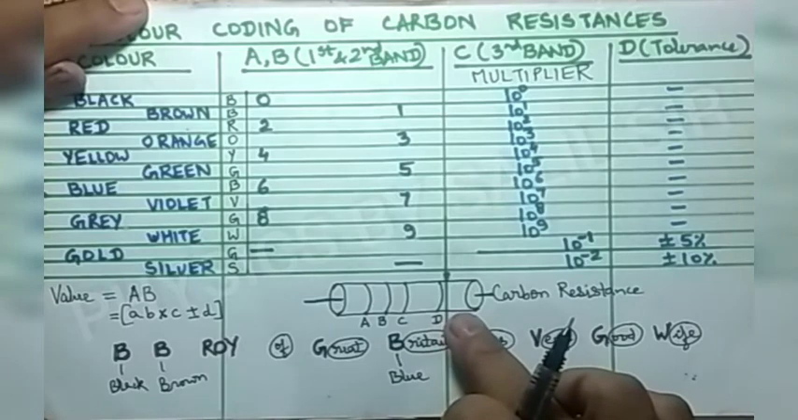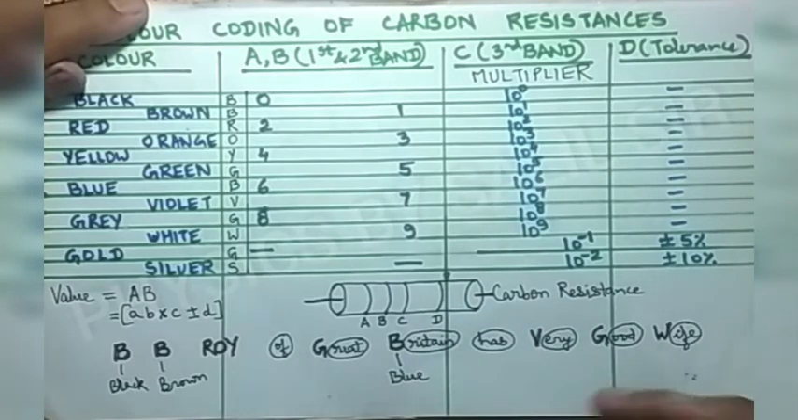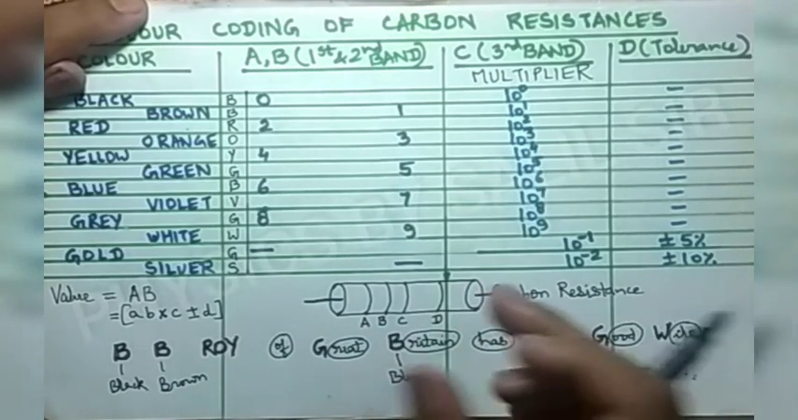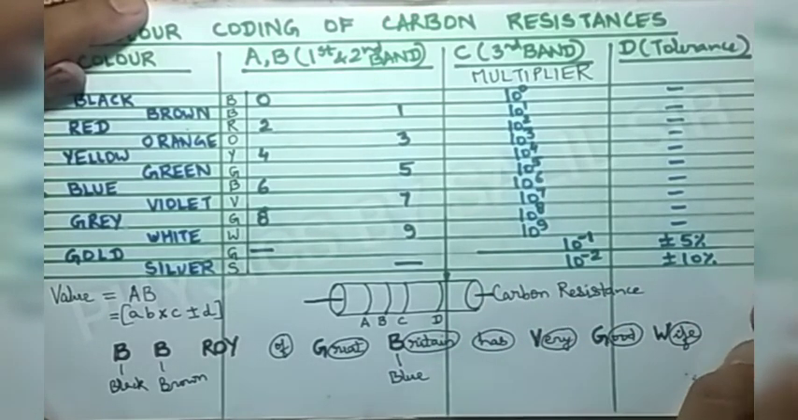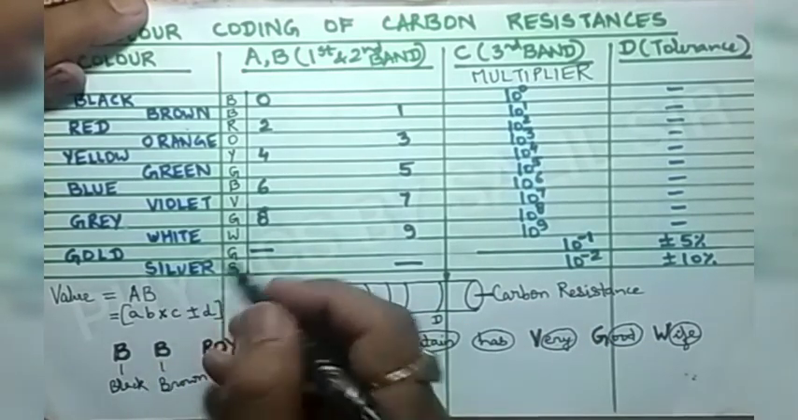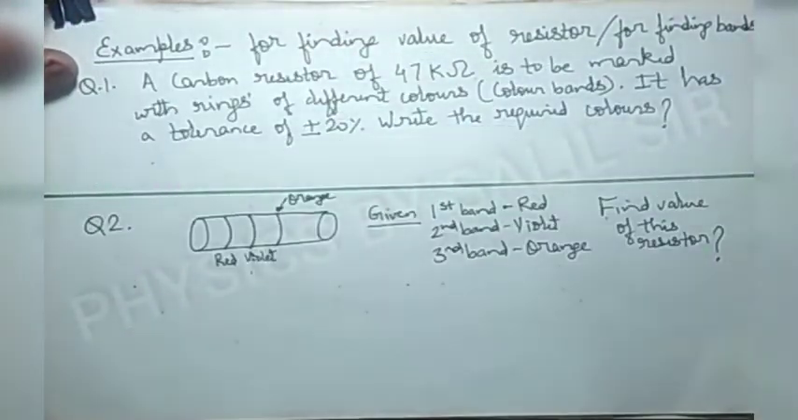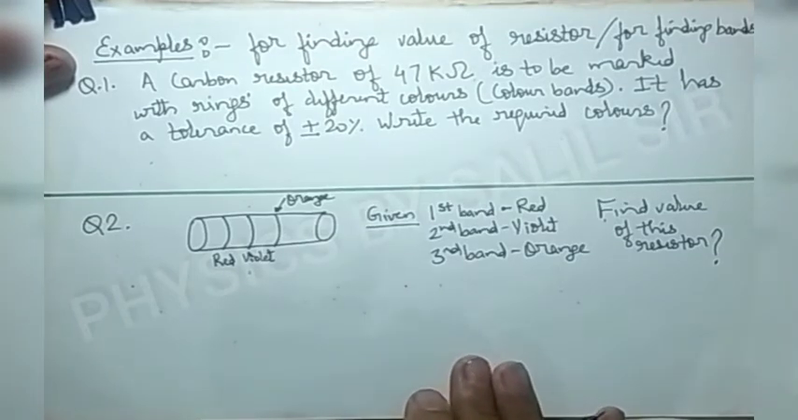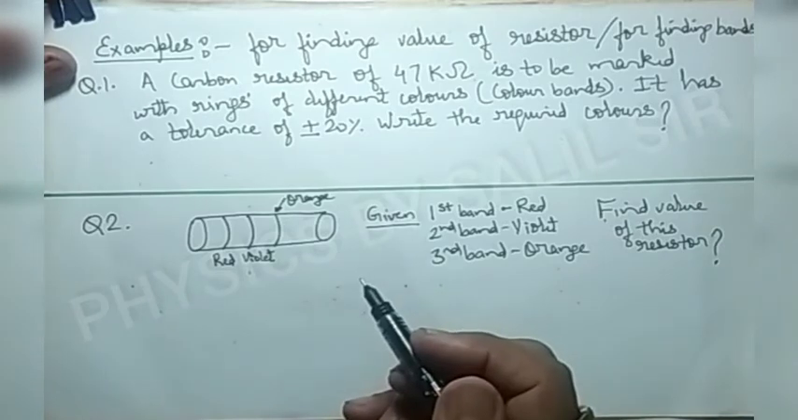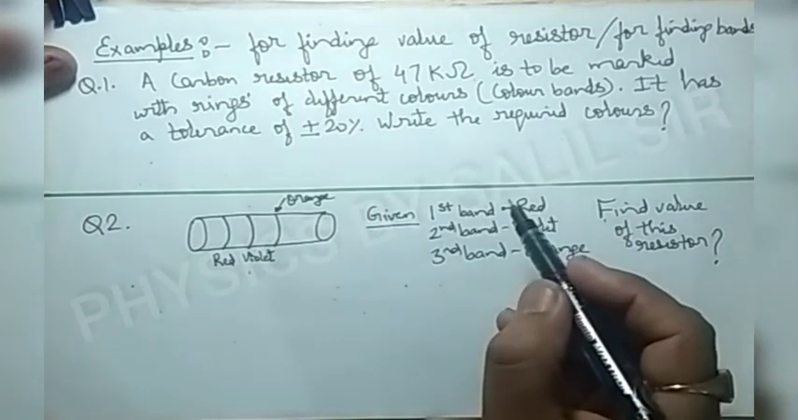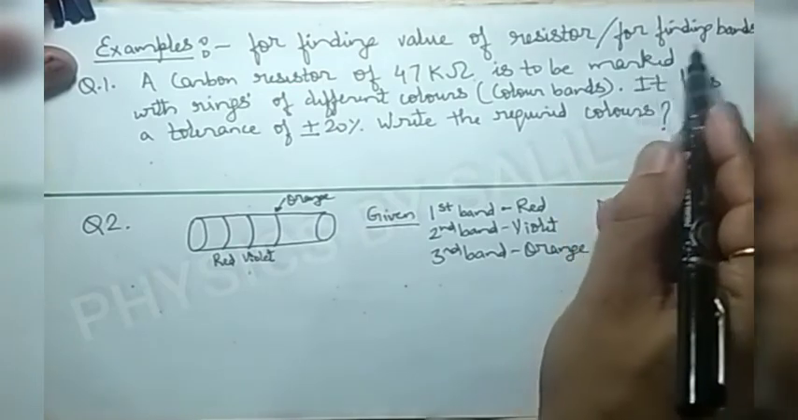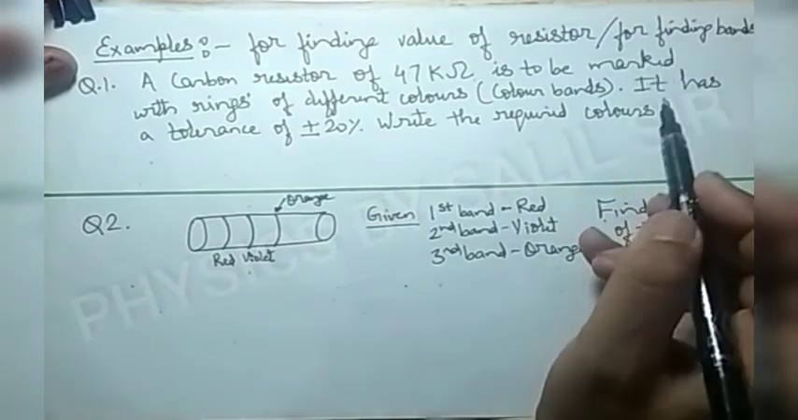In case of no color of the fourth band, meaning if the fourth band is absent, then the tolerance of that resistor will be plus minus 20%. So let's take an example for this. There are two types of questions that can be asked related to the color coding of resistors. The first type of question is finding the bands, meaning you have to find out the color of the bands.